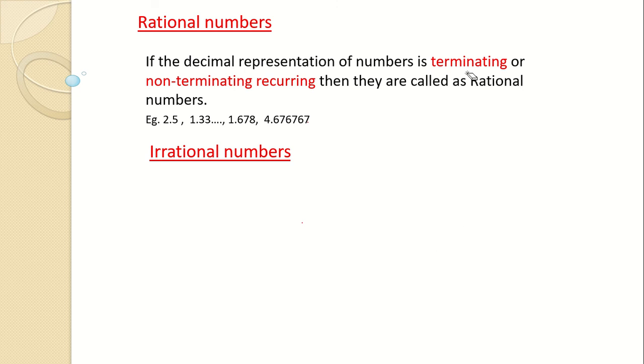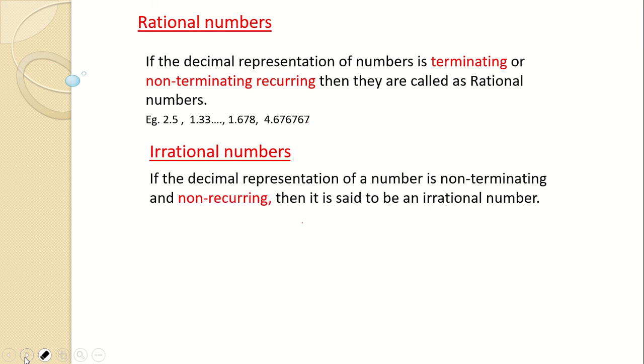If the decimal representation is non-terminating and non-recurring, meaning the decimal representation does not stop and does not recur either, like 1.121120112 and it goes on, then it does not stop and it does not recur. Such a decimal representation is called an irrational number.